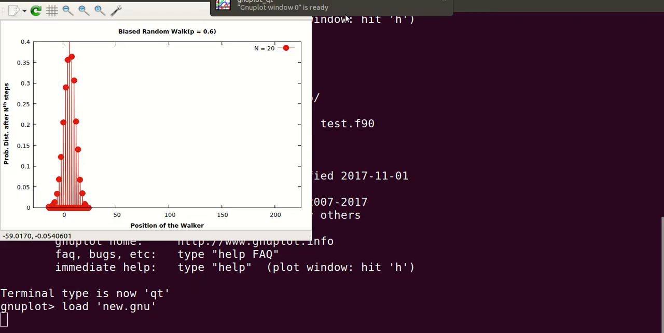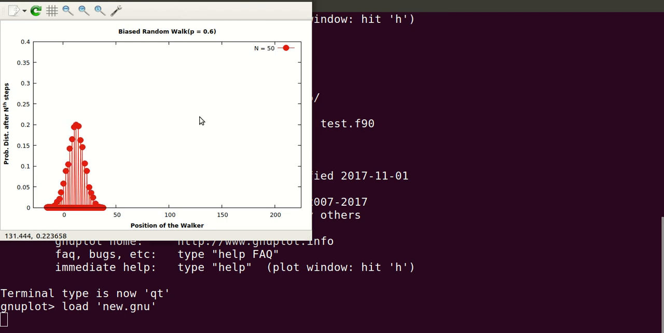So let's load that. Now, as you can see, I have given a bias on the right-hand side, about P equal to 0.6. P is the probability of going to the right. I have given the bias condition P to be 0.6, and the probability of going to the left is 0.4. So eventually P is greater than Q, so the Gaussian is moving along the right side.